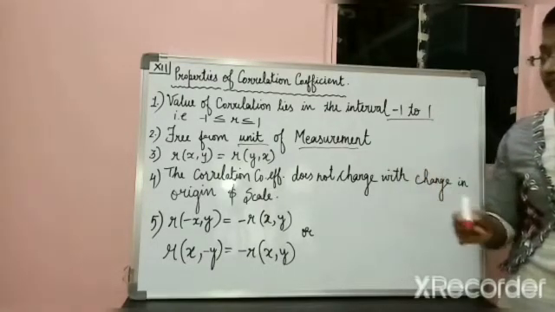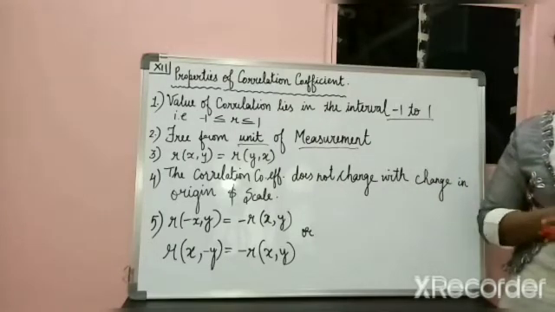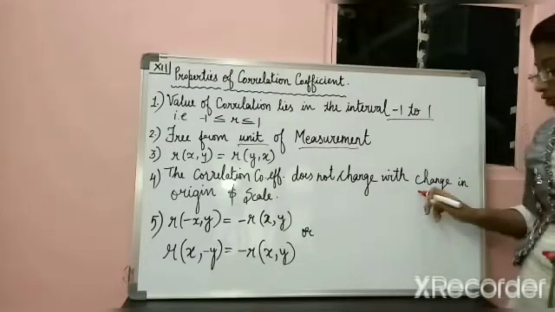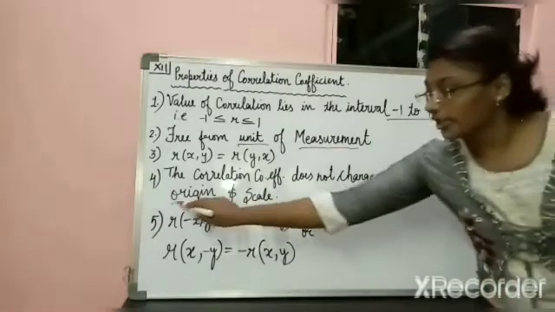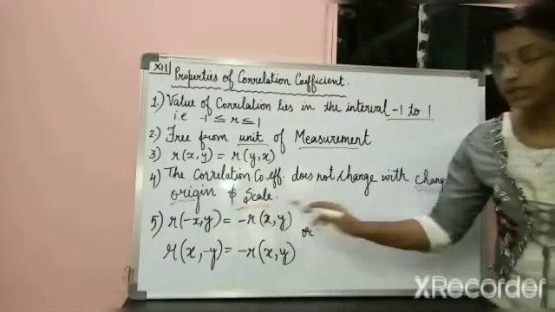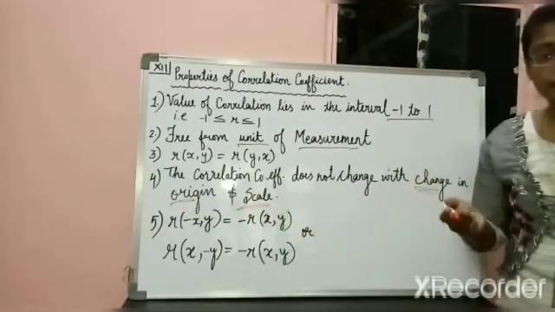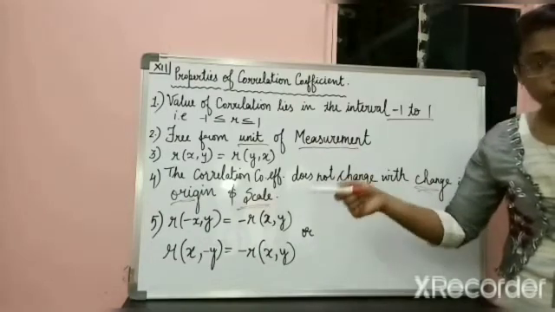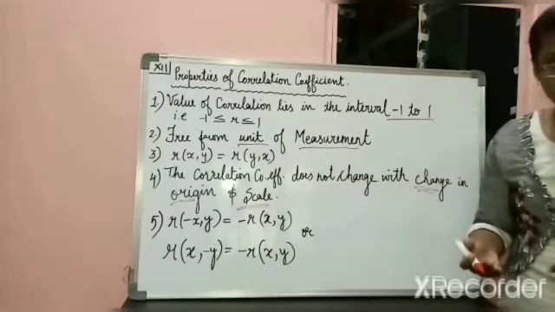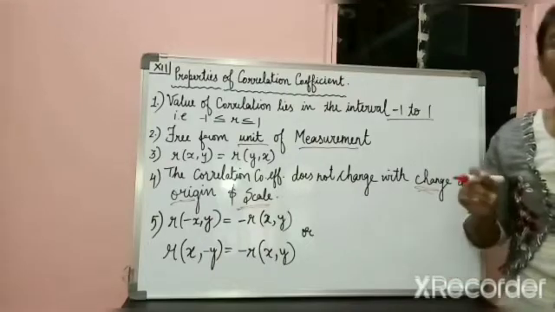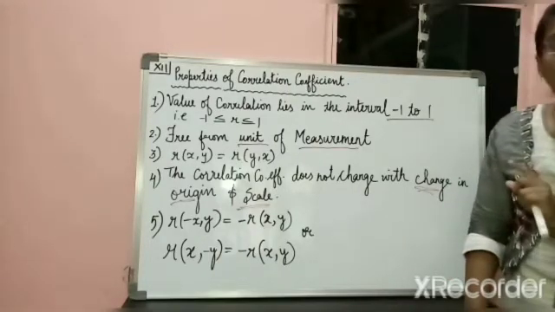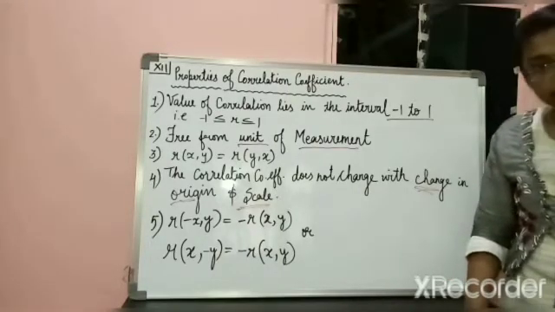Now the fourth point says the correlation coefficient does not change with the change in origin and scale. So clear, so simple. What do you understand? If you change the origin and scale while calculating the correlation coefficient, the R that you get in the end would not be affected. Clear?